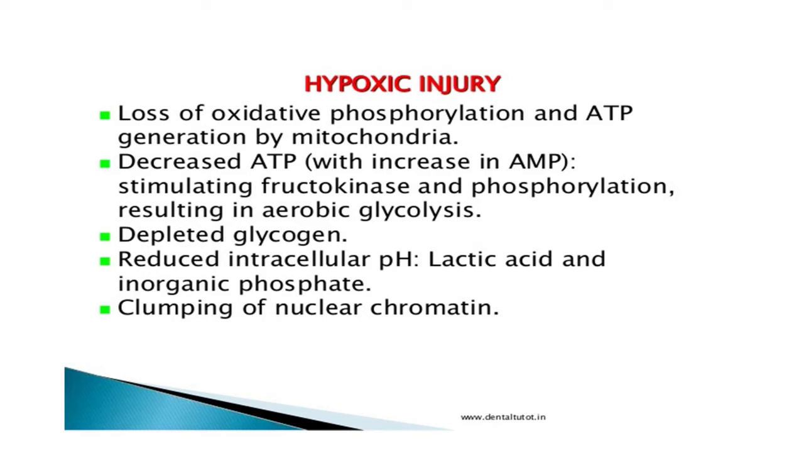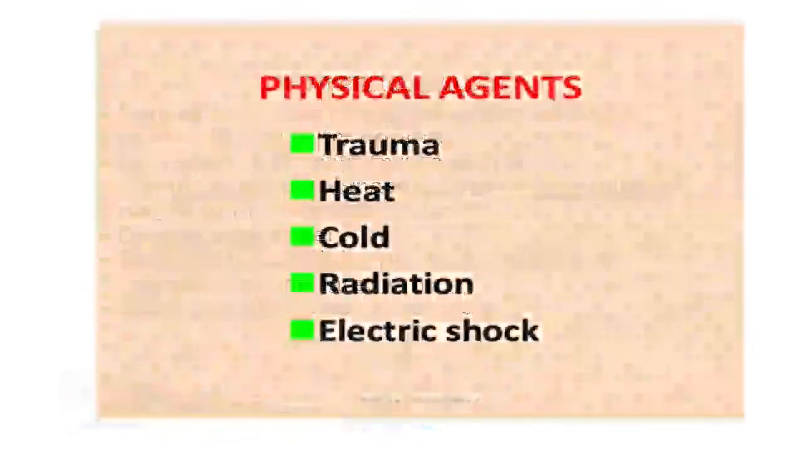Decreased ATP with increased AMP. When your ATP is decreased and your AMP is increased, it stimulates phosphofructokinase and phosphorylation, resulting in anaerobic glycolysis. We'll be talking about these things soon. Depleted glycogen, reduced intracellular pH, that is lactic acid and inorganic phosphate, and clumping of cellular chromatin.